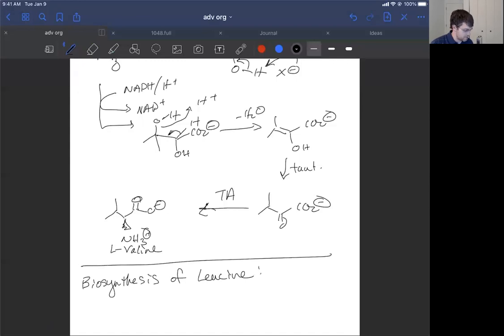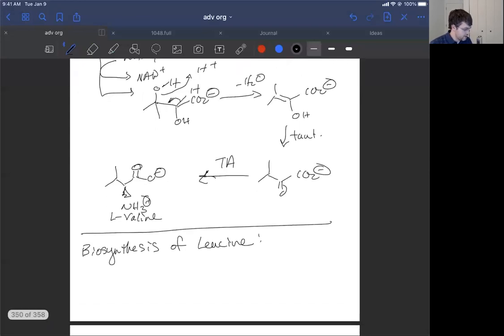So the biosynthesis of leucine looks like this. We're going to actually use an intermediate from the valine pathway, which was the precursor in valine just prior to the transamination reaction. So we have the isopropyl group on the carbonyl. You can see that it's the same as what's up here. So we have made that through that pathway.